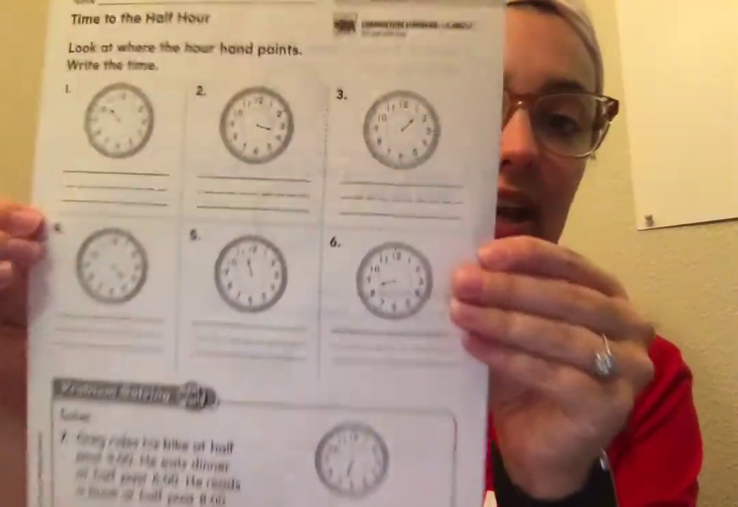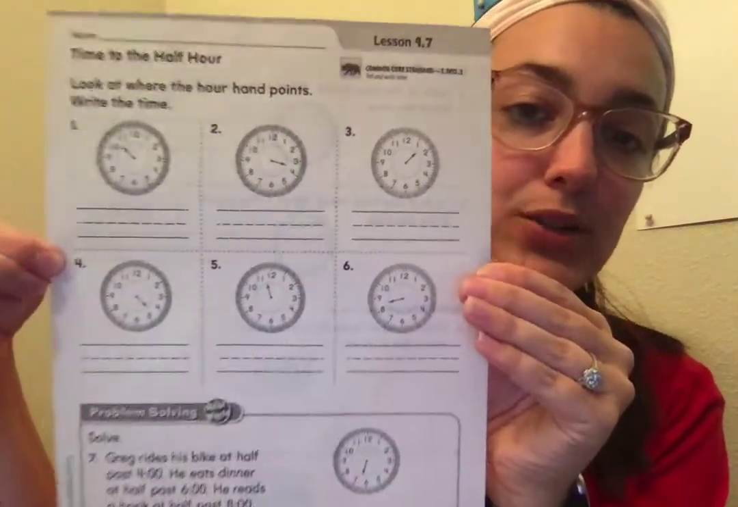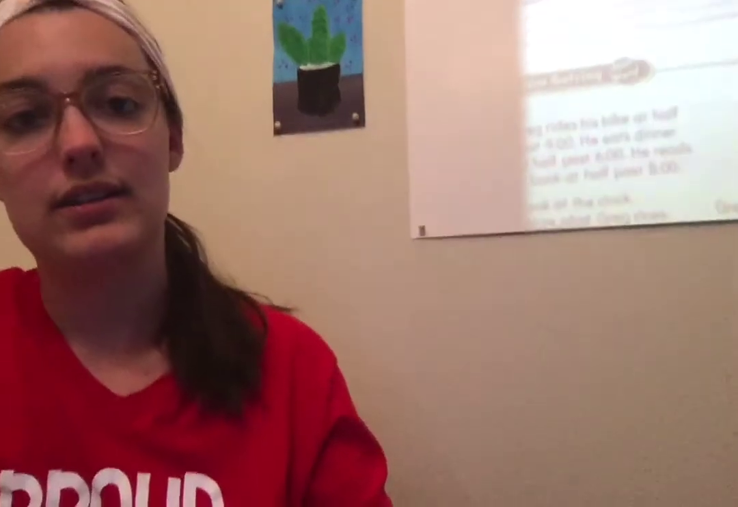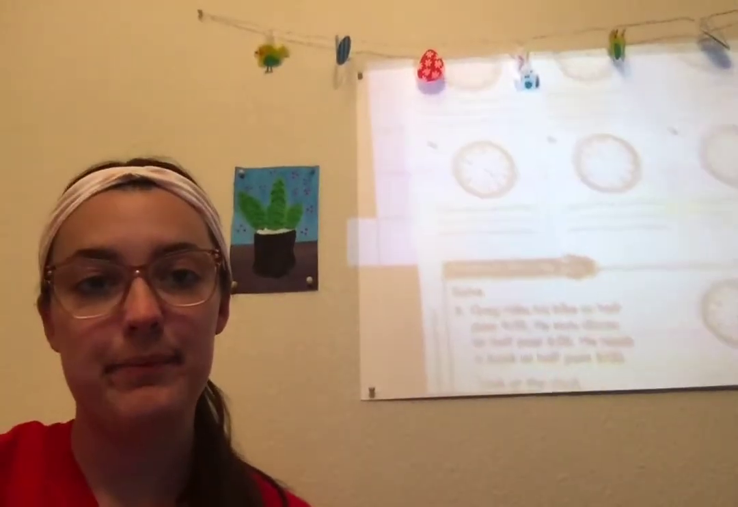Okay, go ahead and grab your green Go Math books, and we are going to be focusing on page 171 today. So it looks just like this, page 171. Okay, while you are grabbing page 171, I am going to do my best to set this up underneath my camera so you guys can see it.